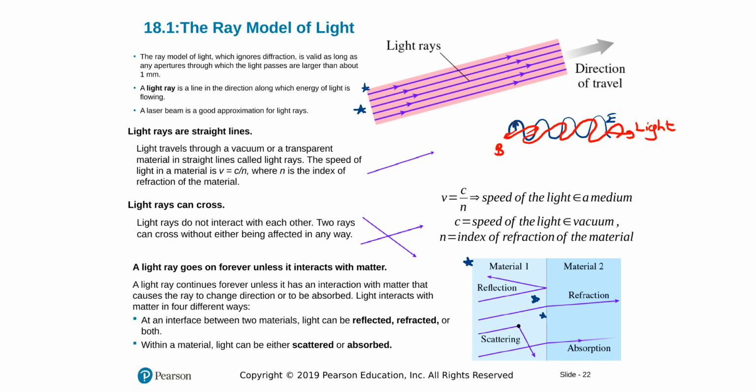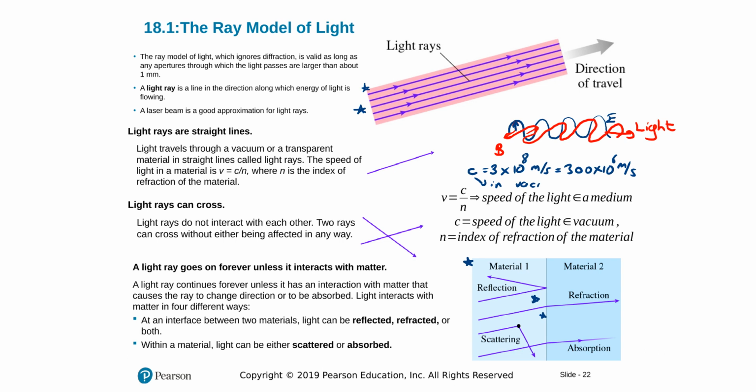General knowledge is that light has a speed. The speed of light is 3 times 10 to the 8 meters per second. That's 300 million meters per second. That's the speed of light in vacuum, empty space.